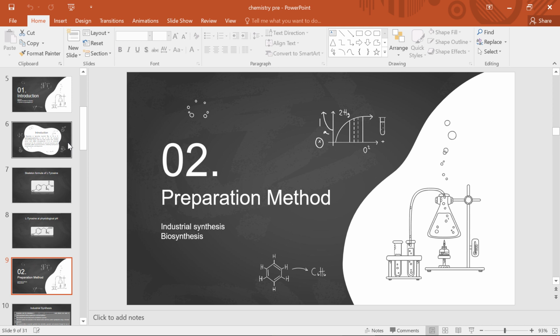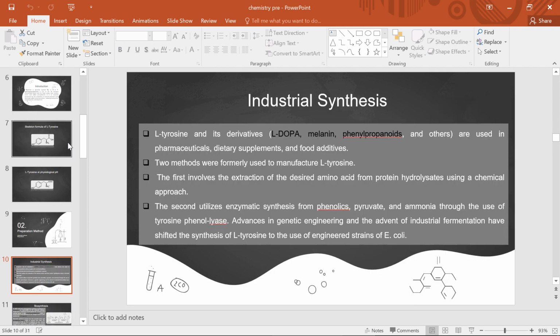Now the preparation method. First we will discuss the industrial synthesis. L-tyrosine and its derivatives L-dopa, melanin, phenylpropanoids and others are used in pharmaceuticals, that is medicine, drugs, and dietary supplements and food additives. Food additives are flavors and several preservatives.